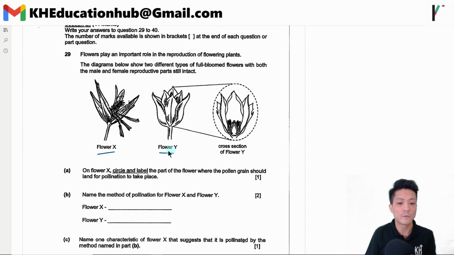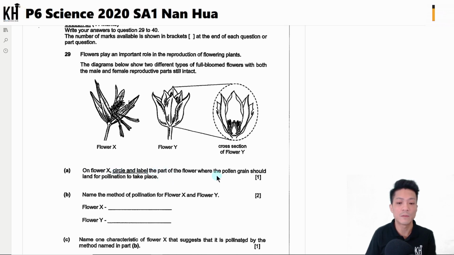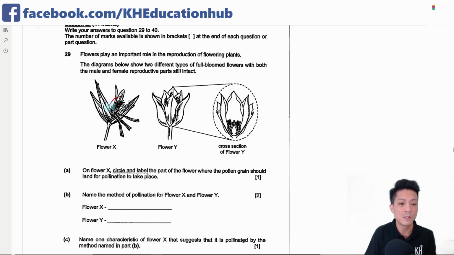So these are the 2 flowers, X and Y. On flower X, circle and label the part of the flower where the pollen grain should land for pollination to take place. So they are talking about the stigma. This is where the stigma is, the feathery-like stigma.